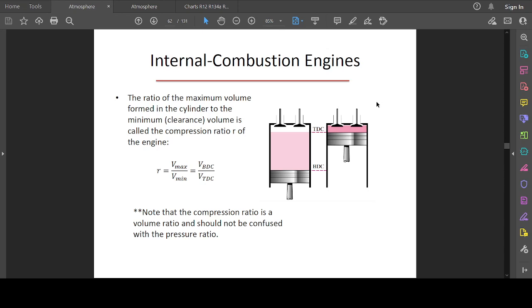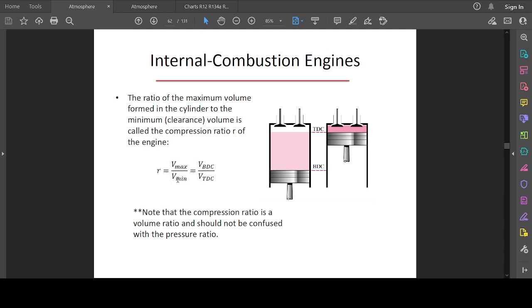The ratio of the maximum volume formed in the cylinder to the minimum clearance volume is called the compression ratio of the engine. Vmax is the volume when the piston is at the bottom dead center, and Vmin is the volume of the space when the piston is at the top dead center. With these volumes, we can calculate the ratio of compression.